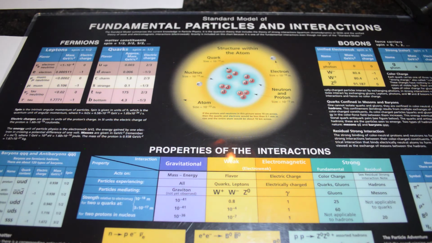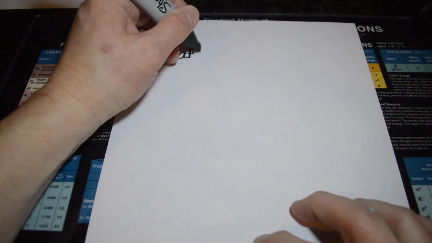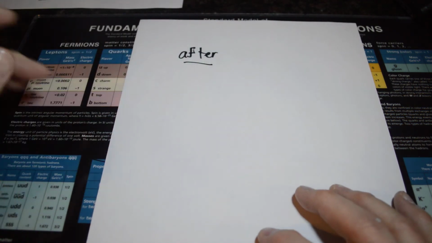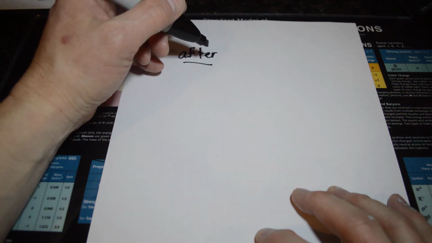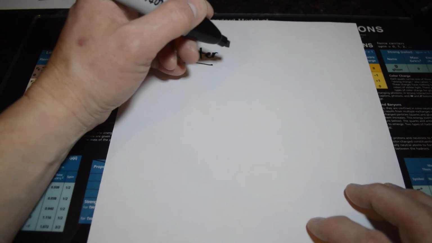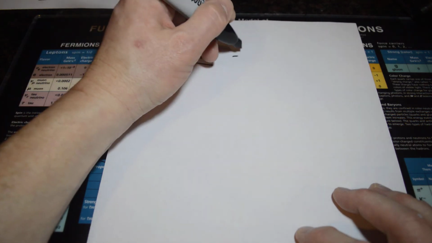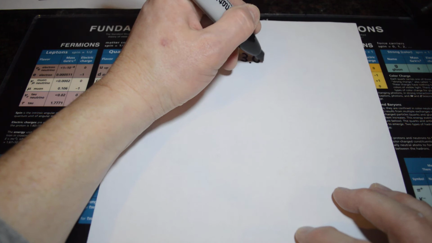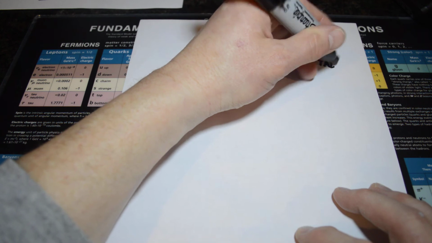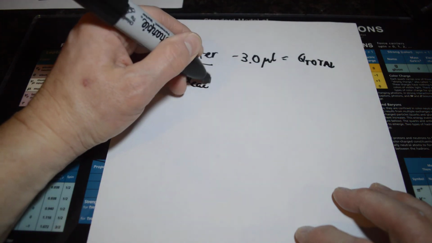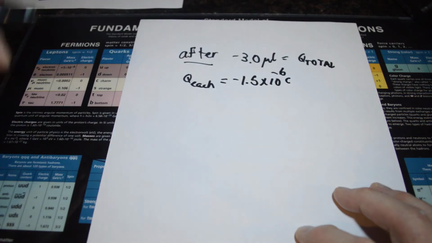Now if I do the same thing, we talk about after we touch them. Our original case said we had 5 microcoulombs and negative 8. So when you touch them together, they're going to neutralize 5 of that 8. That's going to give us a total of negative 3 microcoulombs total. That means that on each, we ought to have negative 1.5 microcoulombs. So that's on each one.